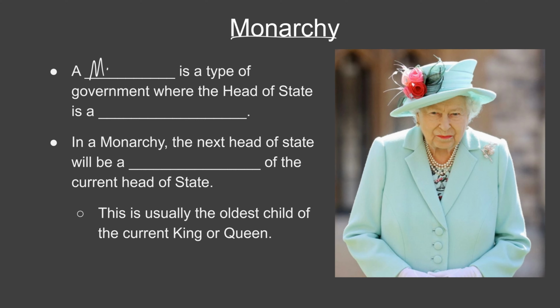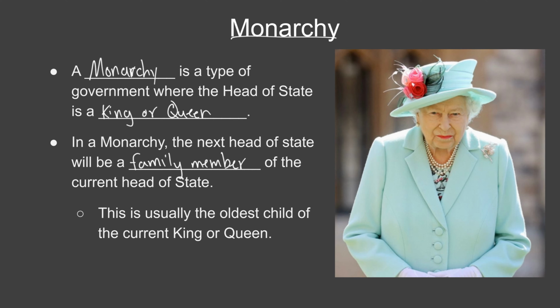A monarchy is a type of government where the head of state is a king or a queen. And in a monarchy, the next head of state will be a family member of the current head of state.